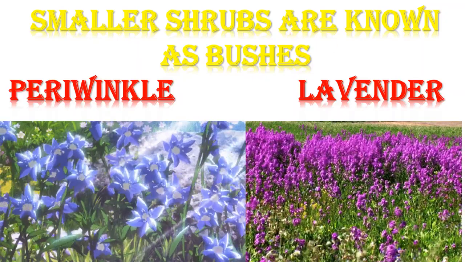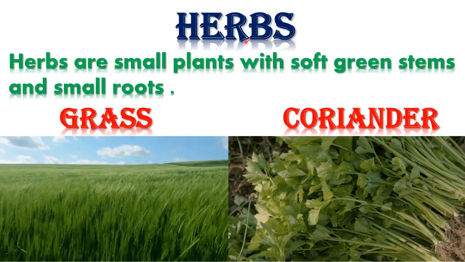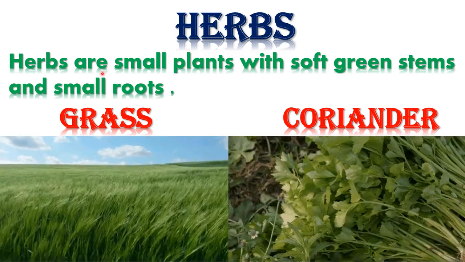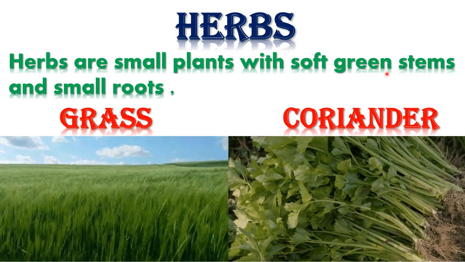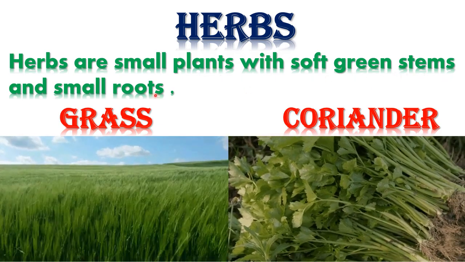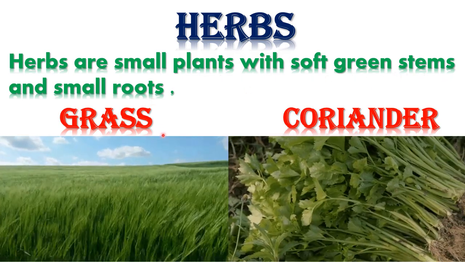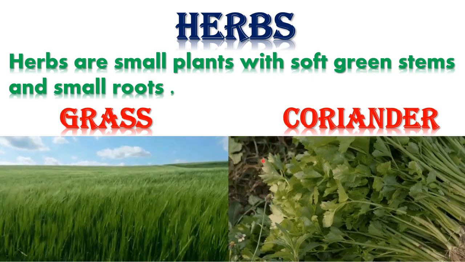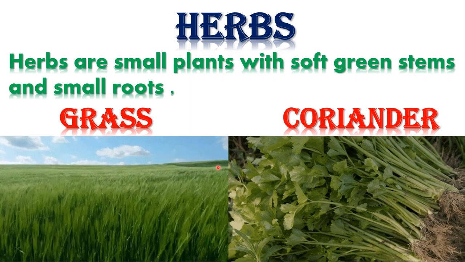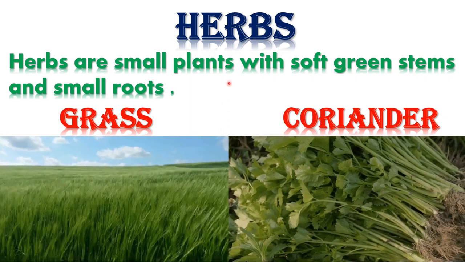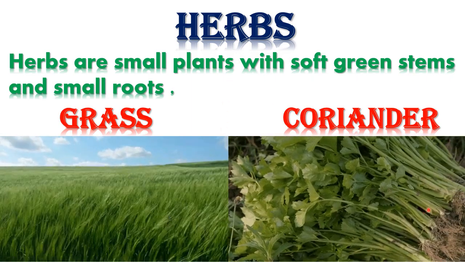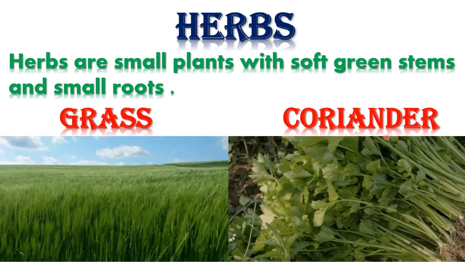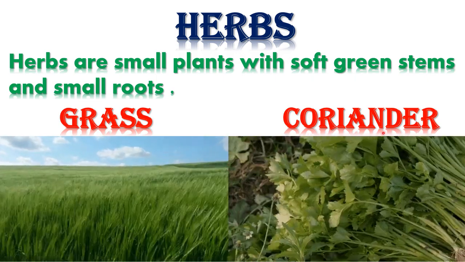Coming to the next classification, herbs. What are herbs? Herbs are small plants with soft green stems and small roots. Example, grass, coriander. Yes, so these are the examples of herbs. They are small plants, and can you see the soft green stems in coriander and the small roots? Coriander, your mother must be using in the kitchen also.